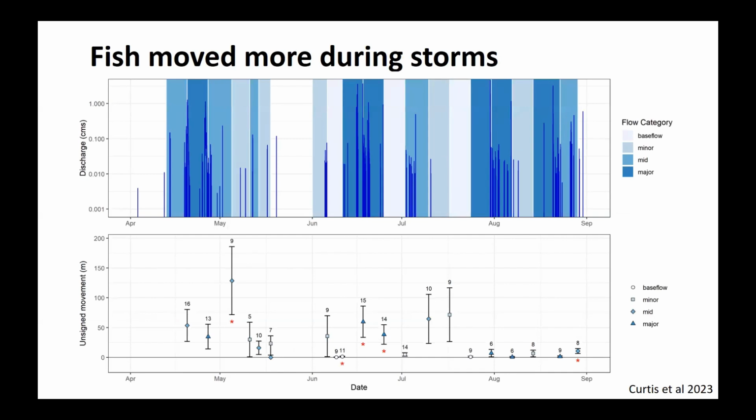Fish moved more during storm events. So the upper graph is showing you discharge, and we've categorized sections of the month based on how large of flow events occurred during the period between when we looked for the location of the fish and the next time we looked for the location of the fish. And on our bottom graph, you see the overall movement that we observed of all the fish that were still in the reach. The ones with red stars are ones that are significantly greater than 0, that the average movement in the stream was larger.